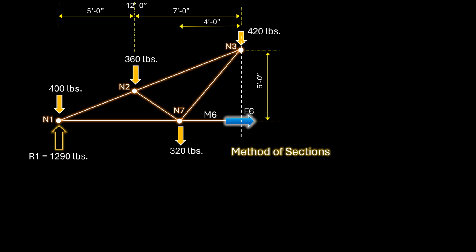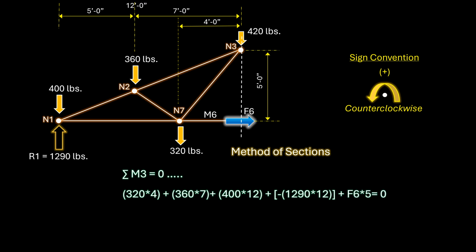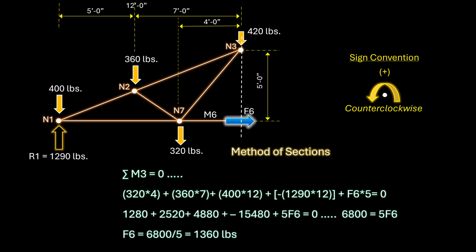We will start by stating that the sum of moments about node 3 is 0. Keeping in mind the sign convention for moments, we can write the following. 320 times 4 feet, plus 360 times 7 feet, plus 400 times 12 feet, plus negative 1290 times 12 feet, plus F6 times 5 feet, equals 0. If we add up all the numbers and solve for F6, we come up with F6 equals 1360 pounds. This is a positive force, which means that the member is in tension just like we assumed. Therefore, member 6 has a tensile force of 1360 pounds.